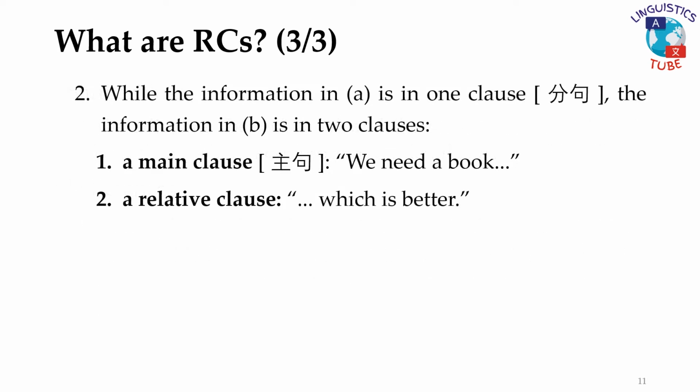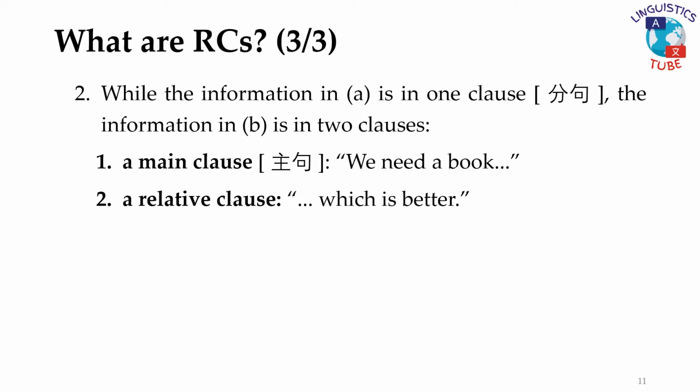The second major difference is that the information in the sentence, "We need a better book," is in one clause. By this, I mean the noun and the adjective, the modifier and the word being modified, are in one group of words. Remember that a clause is a group of words that contains a verb, whereas a group of words that does not contain a verb is called a phrase.